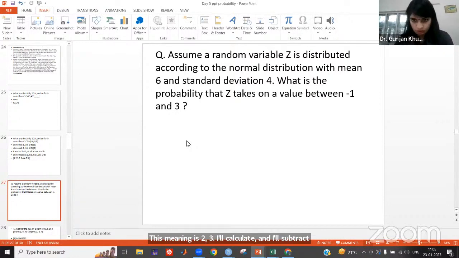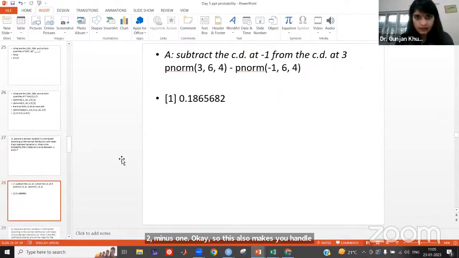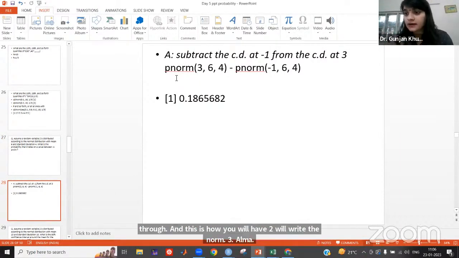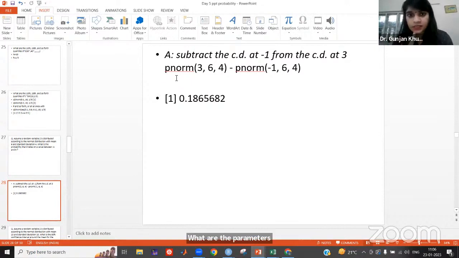Okay. So this also we can handle through R, and this is how we'll have to do it. We'll write P.Norm 3, comma, what are the parameters? Mean and standard deviation. So mean is 6, standard deviation is 4. Minus P.Norm -1, comma 6, comma 4. Okay. So please verify this answer.